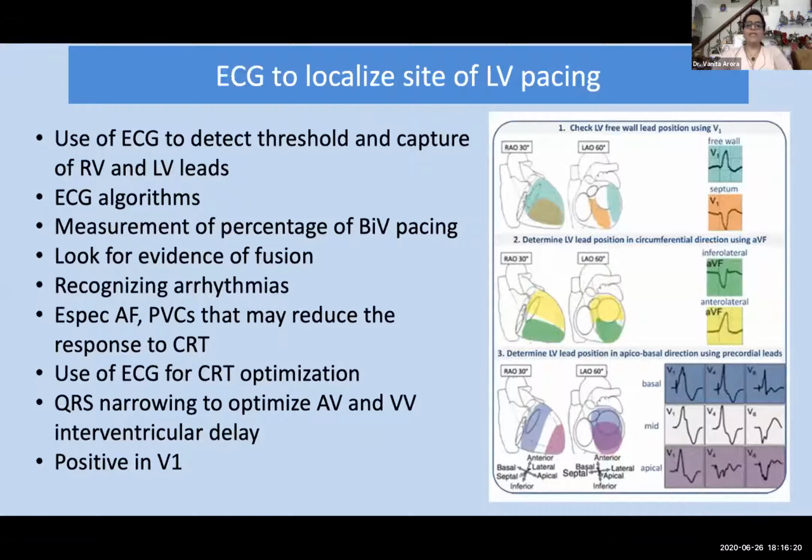Now, when we see the ECG, we can also localize where we are pacing in the LV. In case we are more basal, which is the preferred position, then the forces from V1 to V6 will be positive. But in case we are apical, the forces will become negative in V5 to V6, thereby telling us that the LV lead is actually more apical than basal.